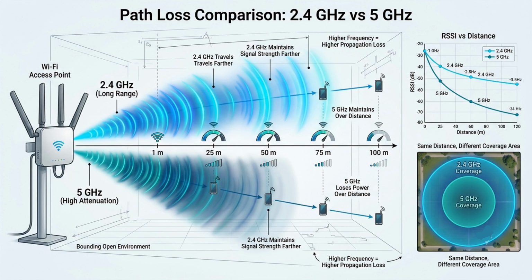Path loss comparison between 2.4 GHz and 5 GHz. A 5 GHz signal attenuates at a greater rate than 2.4 GHz. The higher the transmission frequency, the higher the propagation loss is for the same distance.